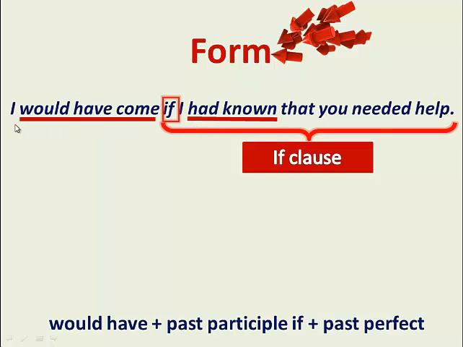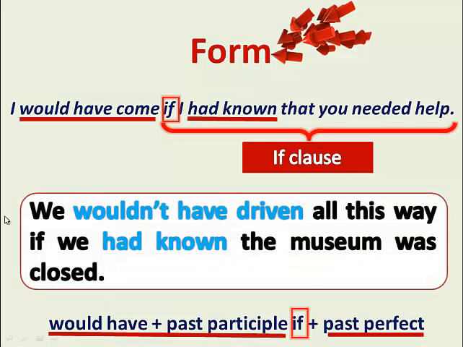In the main clause, the verb is would have come. So, if, past perfect, and then would have, followed by the past participle of the verb. Here is an example. We wouldn't have driven all this way if we had known the museum was closed.